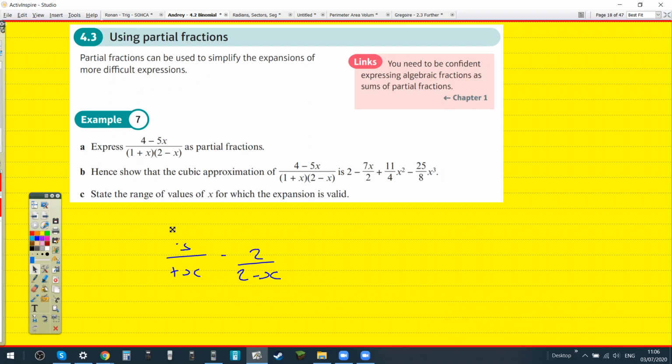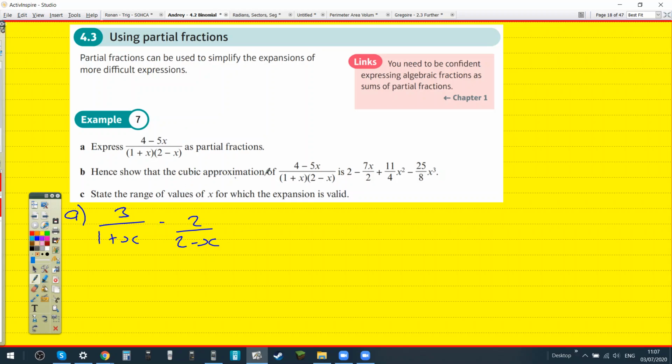It says hence, so I know I need to use this answer here. Do I need to get the denominators to be multiplied by 3 and 2, so they're on the same level? So the denominator is just 1 basically. That would be going back to the original question.